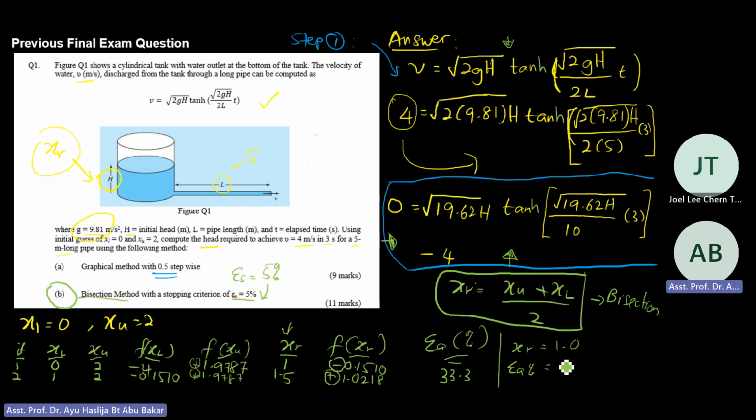The XR just now you get what? 1.03. EA? 3.03. Okay, so you should be getting around this figure. Until how many iterations? 6 iterations.